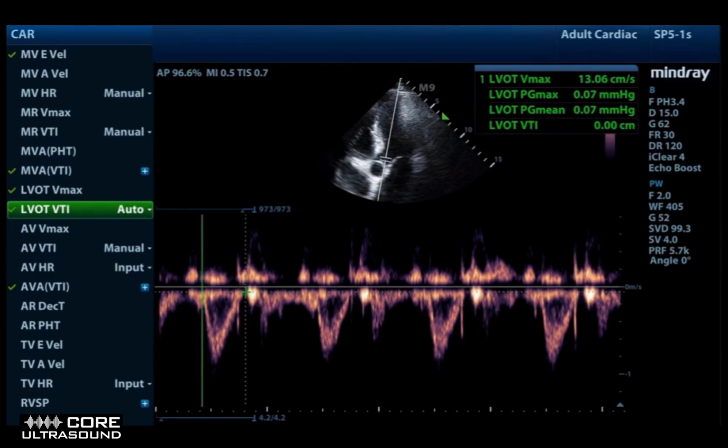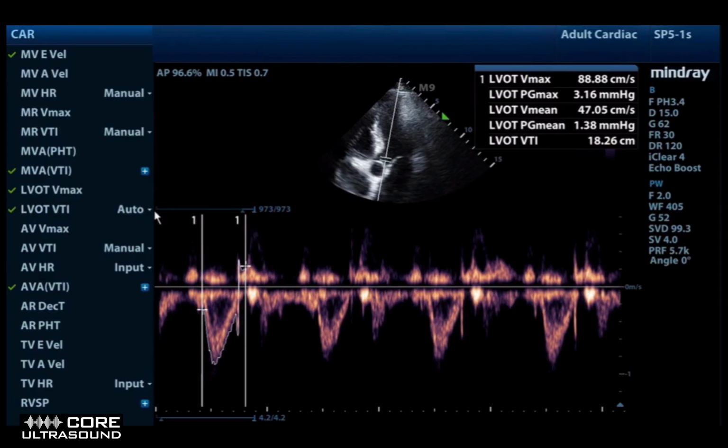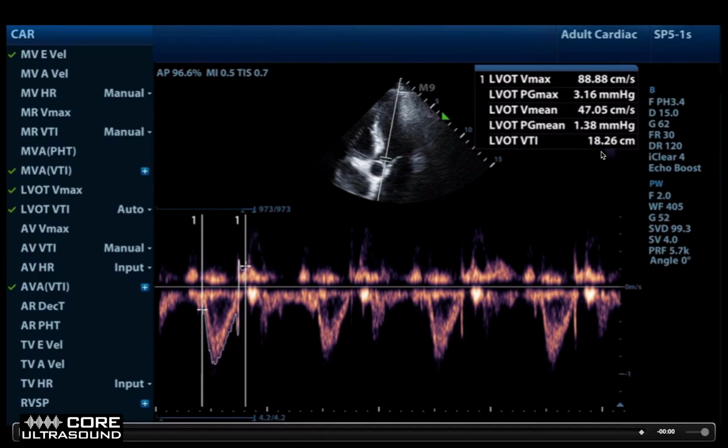So what I'm doing is I am clicking a point at the beginning of the peak and then one at the end of the peak, and it's calculating that VTI for me, and it pops out at a VTI of 18.26. And for reference, a normal VTI ranges between 18 and 22 centimeters.